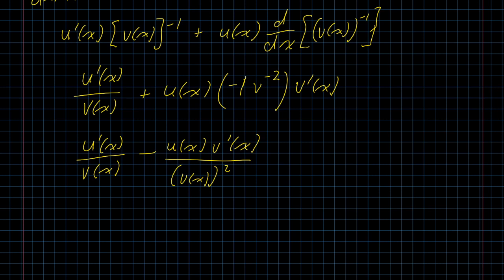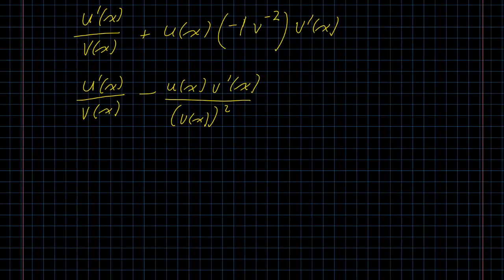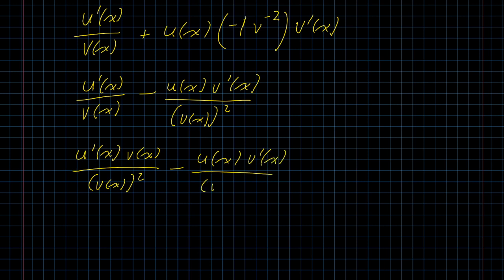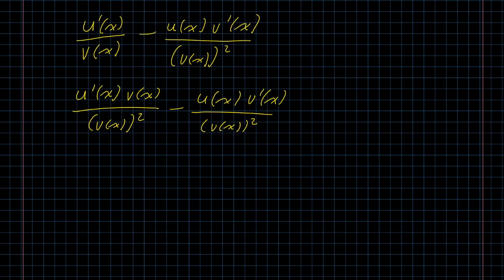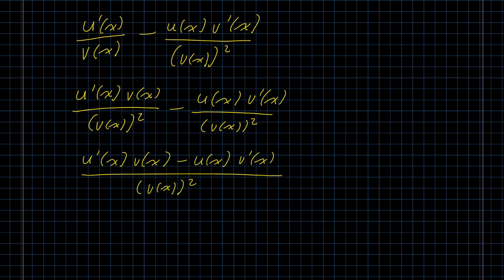One last step. Let's find common denominators by multiplying that first fraction top and bottom by v of x. And then combine everything together because I now have two fractions being subtracted that have a common denominator. And that gets us the quotient rule that I said we were going to get at the start of this little bit.